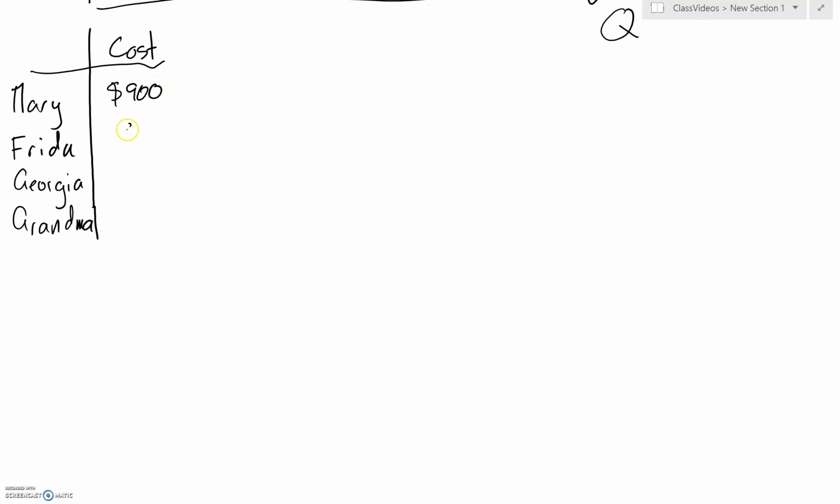So we have 4 sellers: Mary, Frida, Georgia, and Grandma. And these sellers have costs of producing and selling one item of $900, $800, $600, and $500.